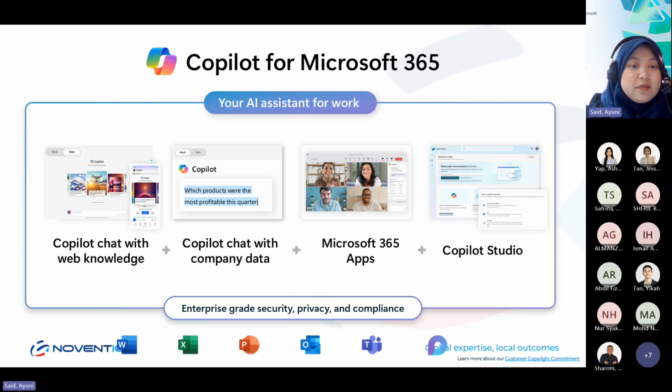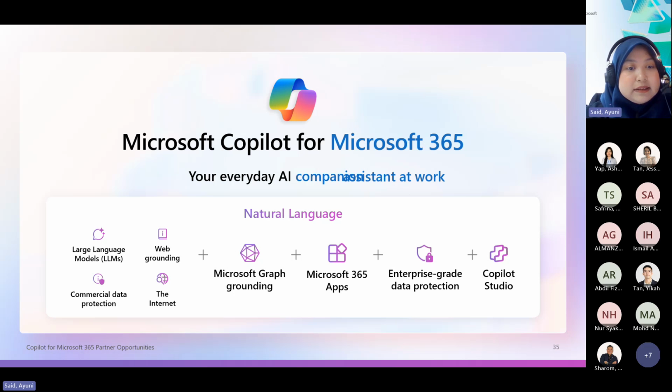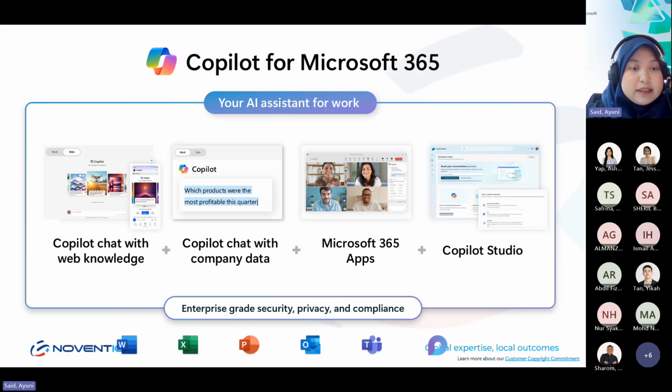Because Copilot is your everyday AI assistant, with the LLM, large language model, with web grounding, commercial data protection, and internet. This one is already available in your organization, even though you don't have a Copilot for M365 paid license. It's already included in your license, right? And then Microsoft Graph grounding and M365 applications. Okay, so the one that I'm mentioning is Copilot Chat with company data, right?